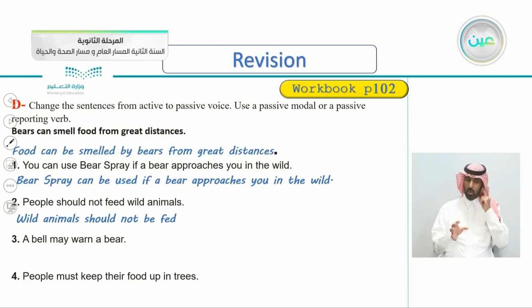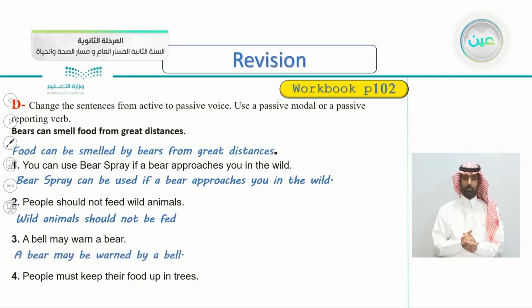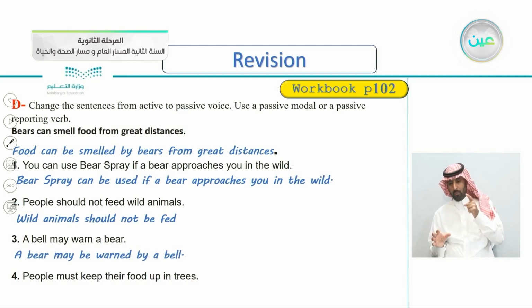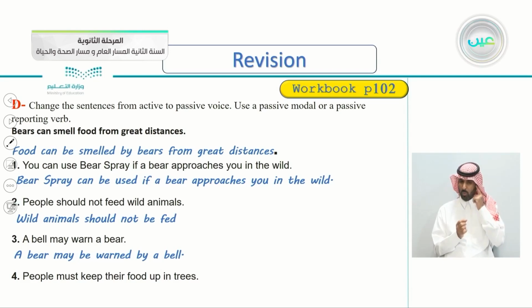So how do we change this one from active to passive? So we say, yes, a bear may be warned by a bell. By a bell. So a bell here is the subject because we said by a bell. A bear may be warned. May be warned by a bell.